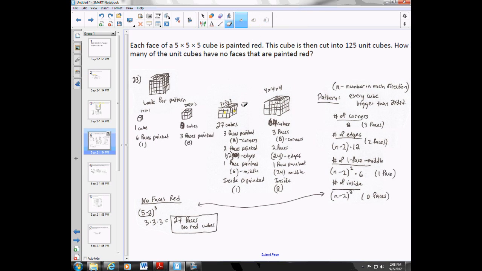Now let's go 1 bigger, so now 4 by 4. In a 4 by 4 by 4, we still have 8 corners.